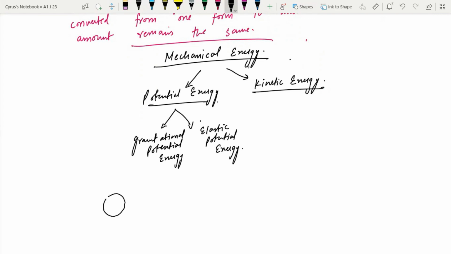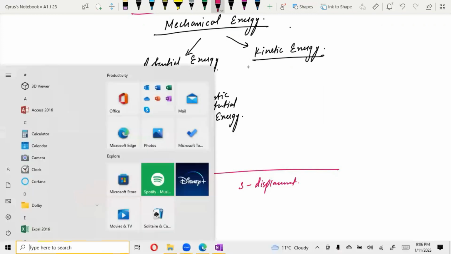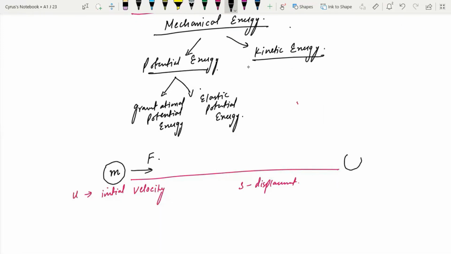आपके पास यहाँ पे एक मास m है फॉर एग्जांपल, और इस पे फोर्स F लग रही है. अच्छा, इसकी इनिशियल वेलोसिटी थी u. u was the initial velocity. मैं अब एक फॉर्मूला डिराइव करने लगा हूं यहाँ पे. यहाँ पे s is the displacement, v is the final velocity.